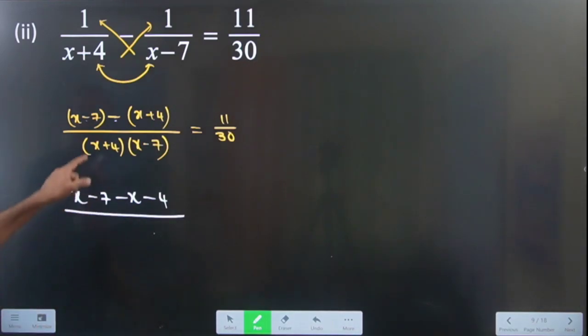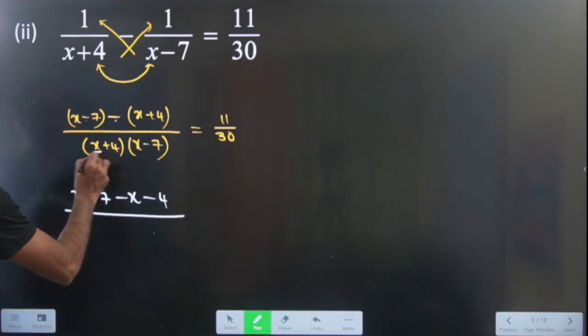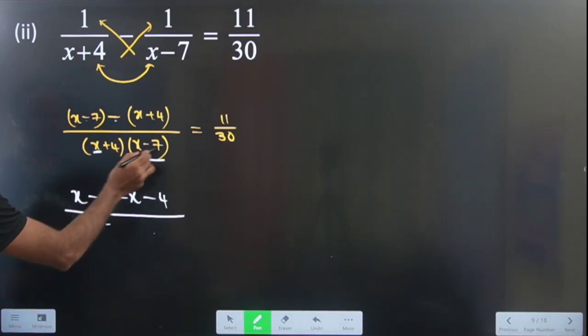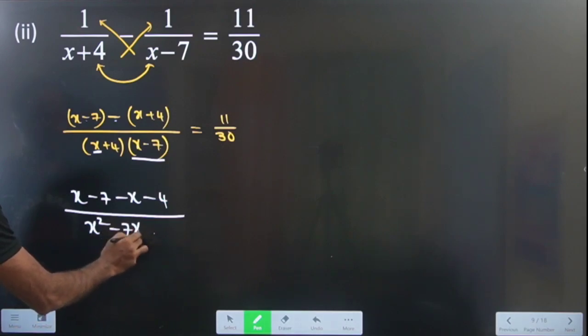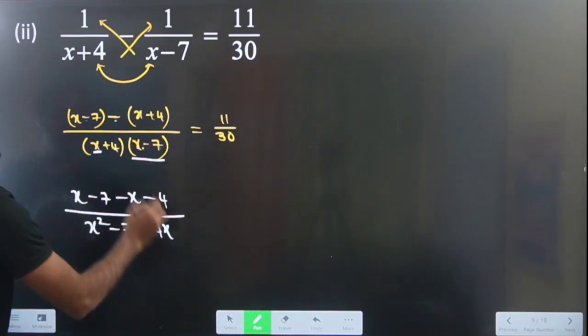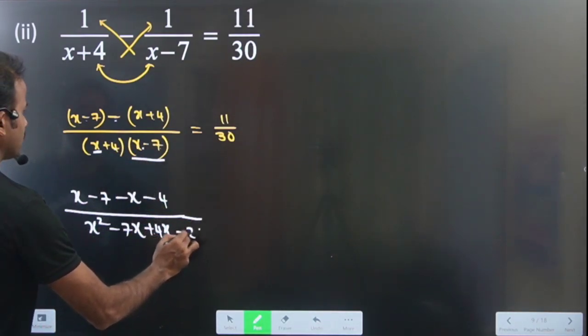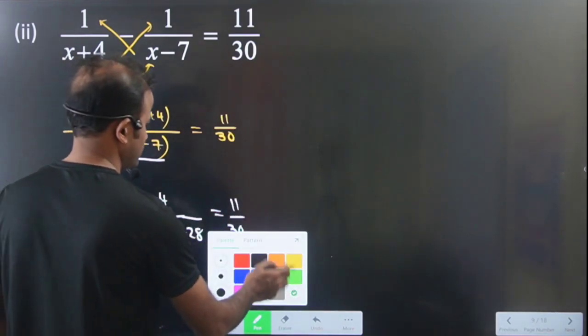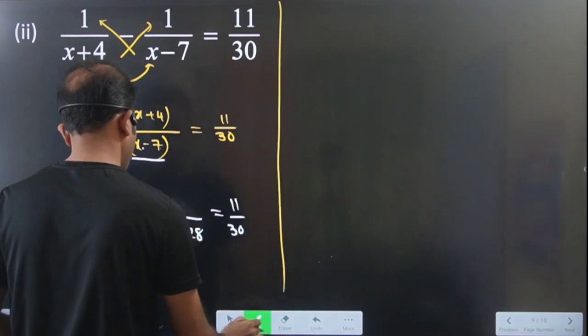Now you see, x into x is this x into this expression. x into x is x square. x into minus 7 is minus 7x, plus 4 into x is plus 4x. 4 into minus 7 is minus 28, equal to 11 by 30. Is it clear to everyone, right?